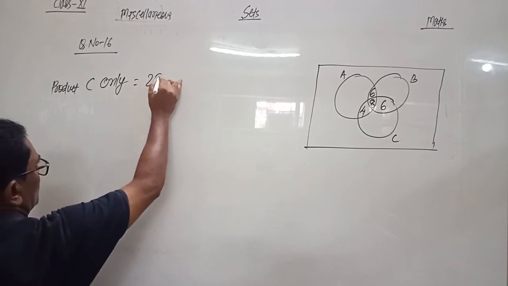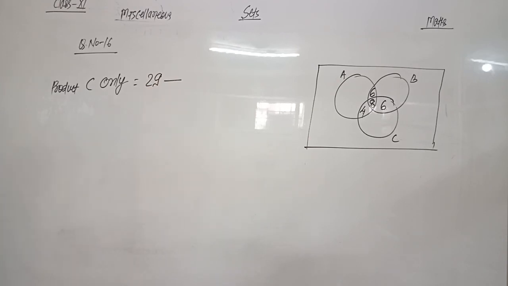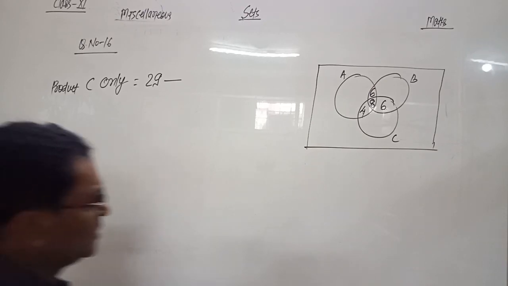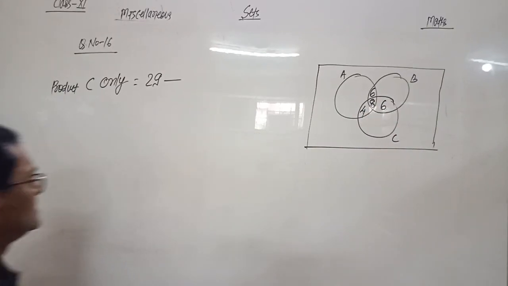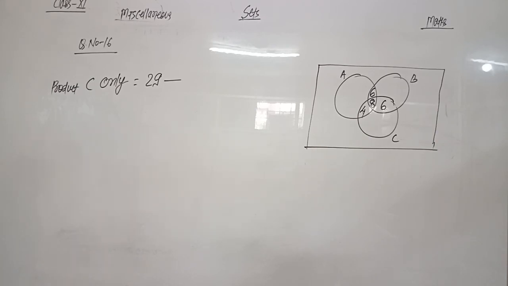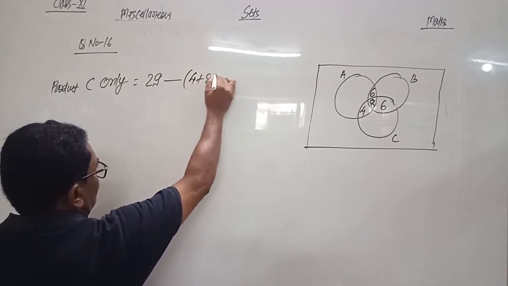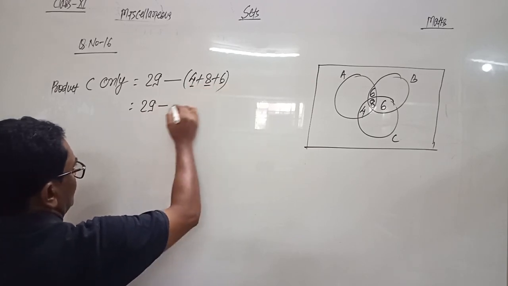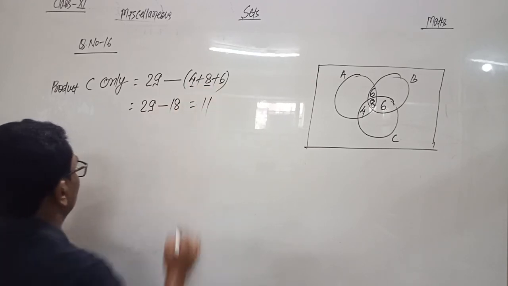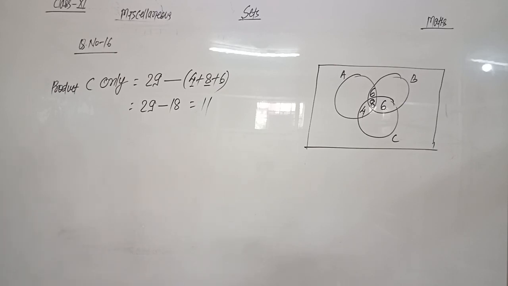This will be found by the total people who like product C, given as 29. And we subtract the common part from A and C, 4 plus 8 plus 6. So 29 minus 8 plus 4, 12 plus 6, 18, which is 11. So C only, 11 people like product C only.